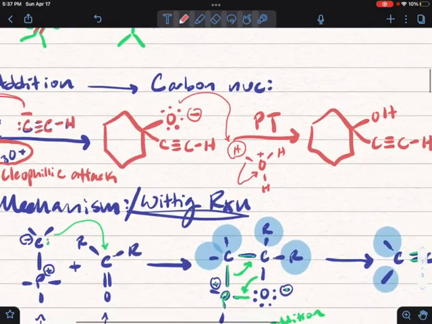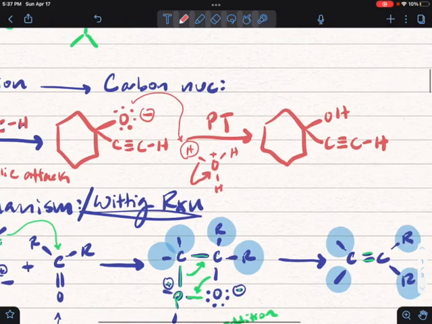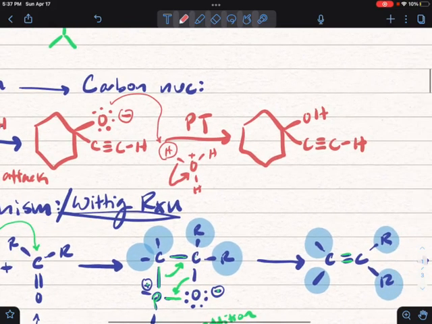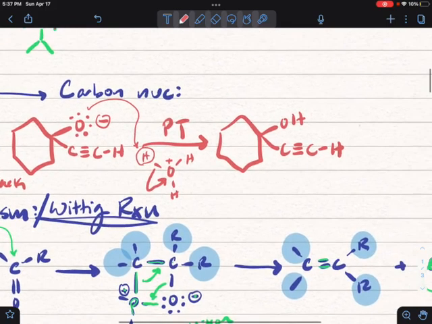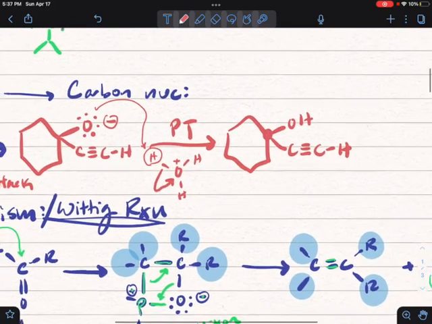So we will do a proton transfer step, and we'll use a hydronium ion. You could also use a water molecule. So the electrons from the oxygen will grab a hydrogen. The hydrogen will lose its electrons, and those will go back to the oxygen on the hydronium ion, and then we will have an alcohol group attached to our nucleophile on the same carbon.